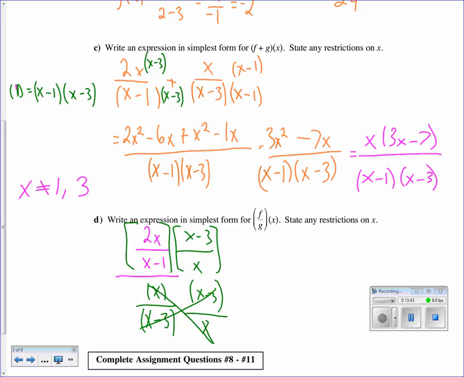Before I do any foiling in the top, I'm going to do some canceling. So the x here and this x cancel. So I'm going to end up with 2 times x minus 3 divided by x minus 1 in its simplest form. The restrictions on x have to go back to the original. x cannot equal 1, and x cannot equal 0. What else can x not equal?